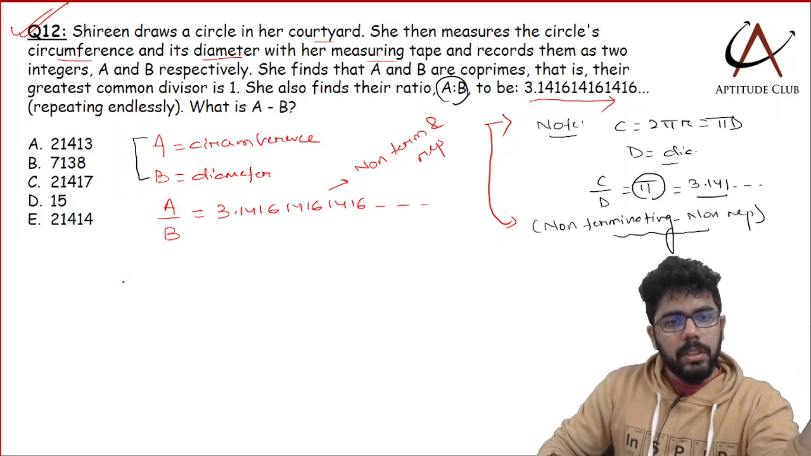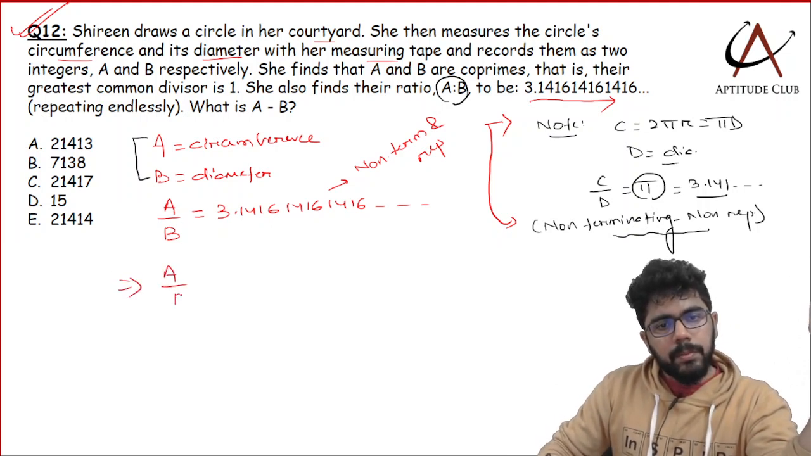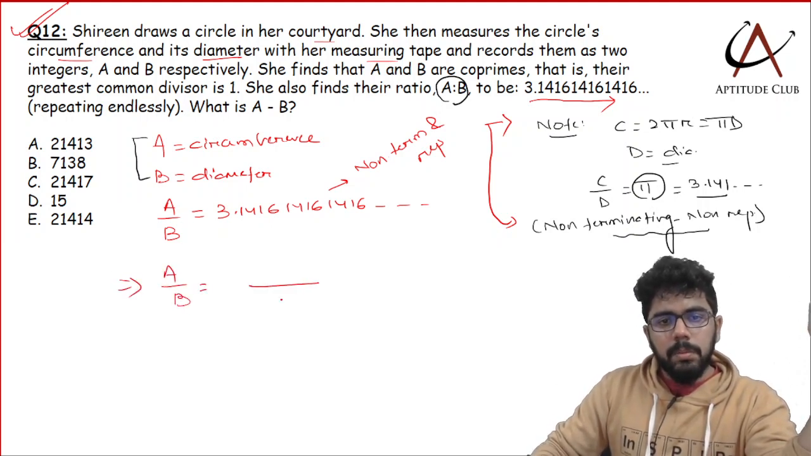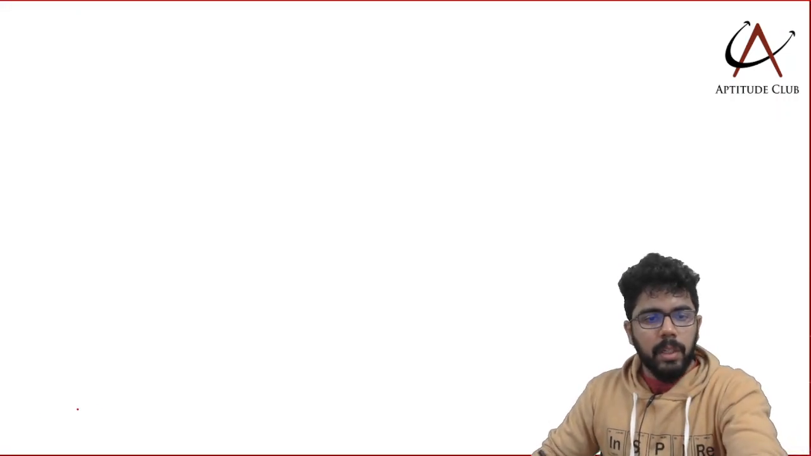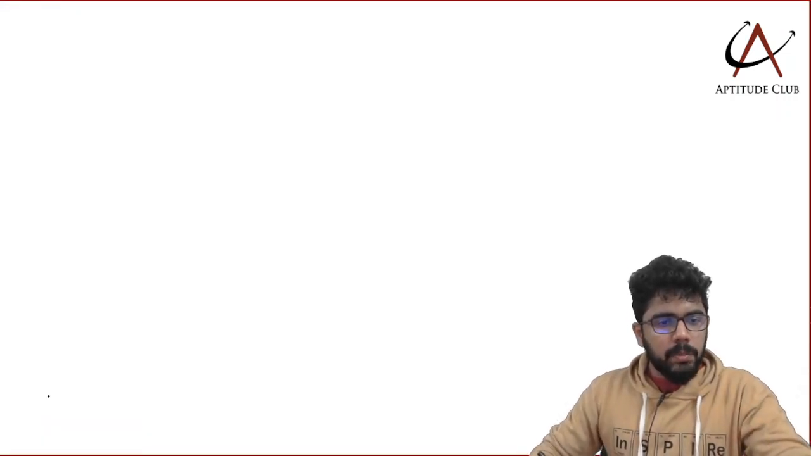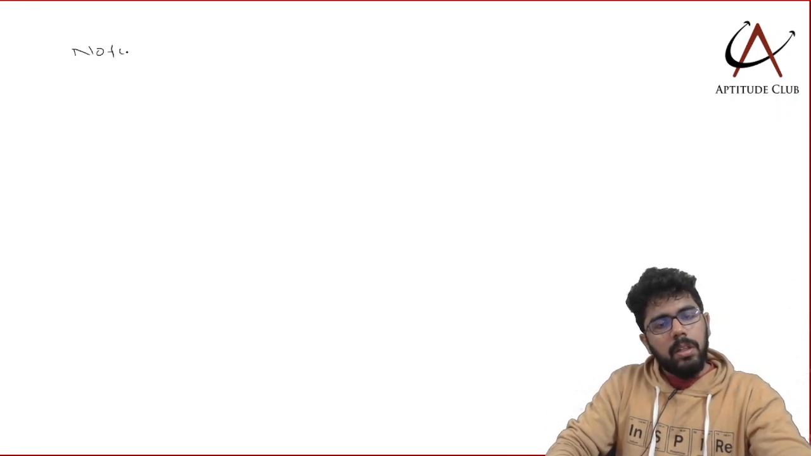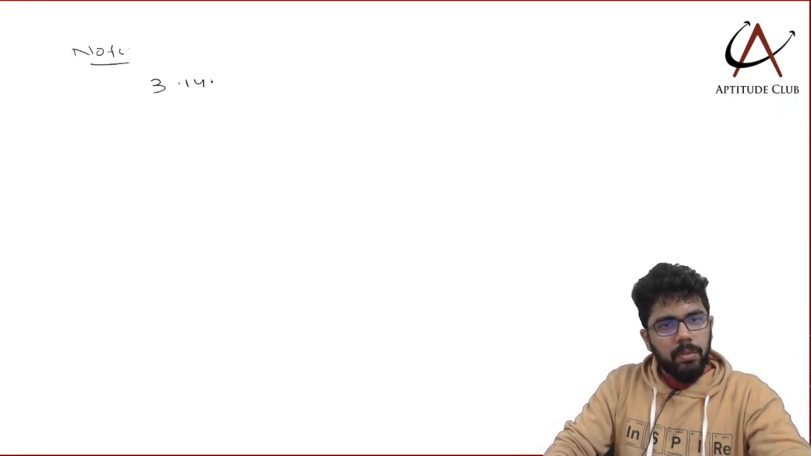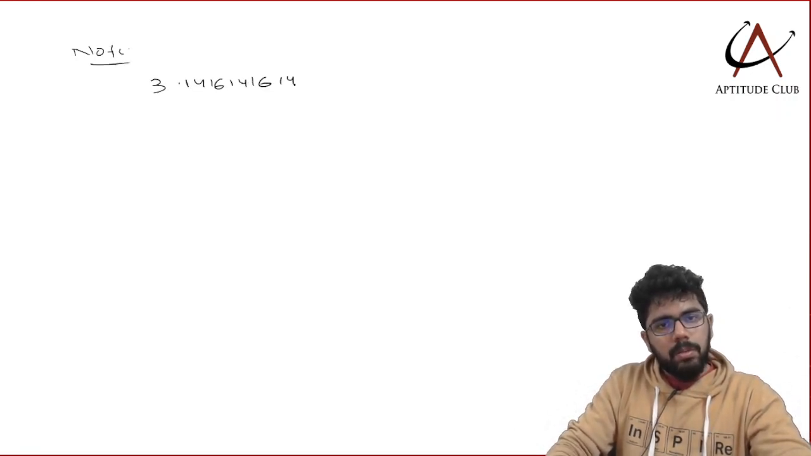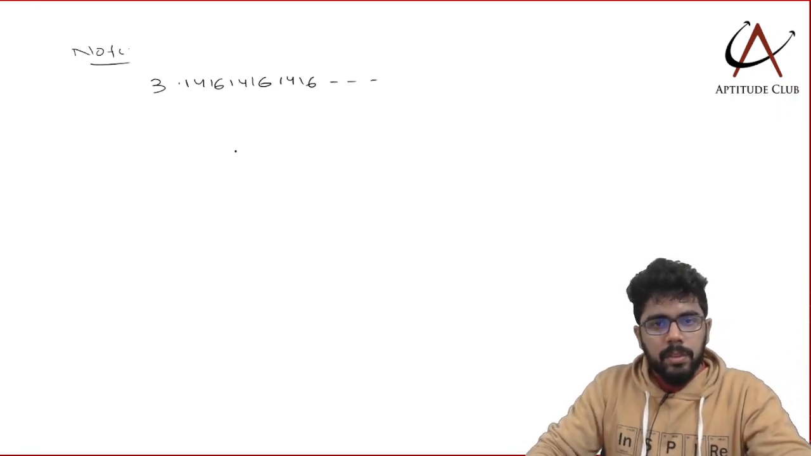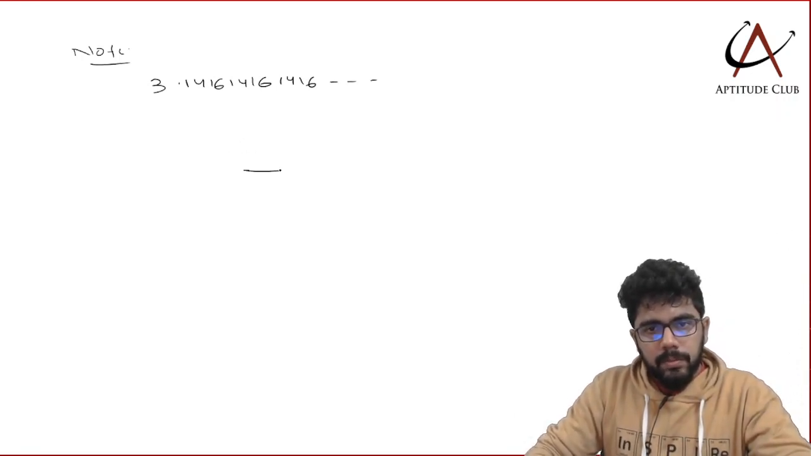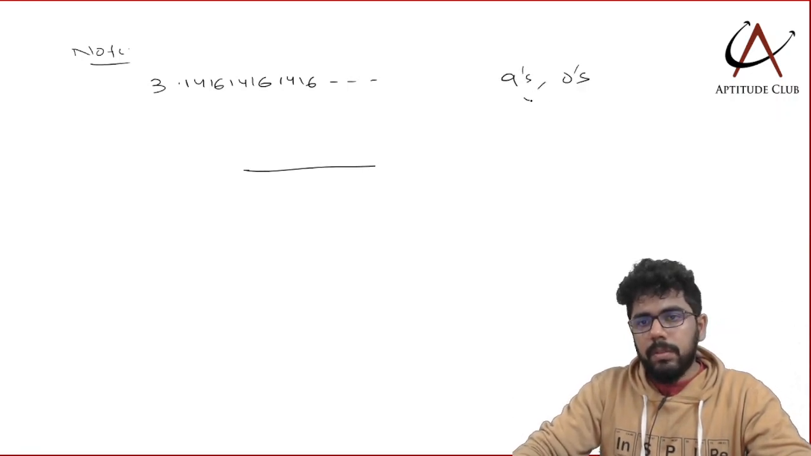So I can convert this in A by B form. कैसे convert करोगे? Simple principle. When you are getting any non-terminating repeating decimal, let me write it here. जैसे 3.1416, 1416, 1416. So first the denominator. Denominator में you will have nines and zeros.